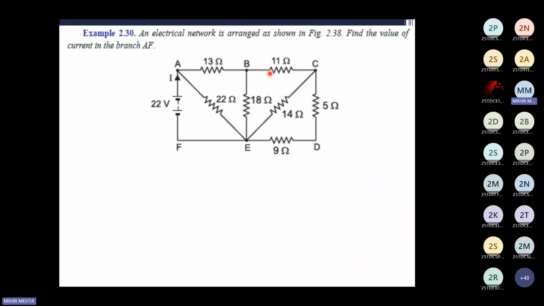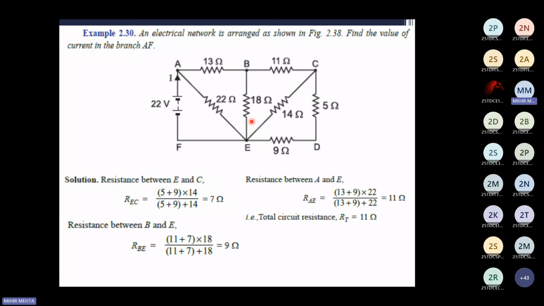So 7 plus 11 is 18. 18 parallel 18 would give you 9 ohms. 9 is in series with 13. So 9 ohms in series with 13 ohms gives you 22 ohms. 22 ohms parallel 22 ohms will give you 11 ohms as your answer. So your equivalent resistance is 11 ohms. Your voltage is 22 volts. So I is equal to V by R. So 22 by 11 gives you 2 ampere as your final answer.